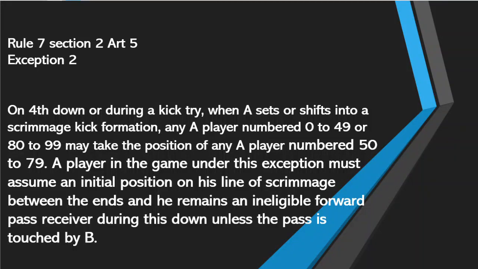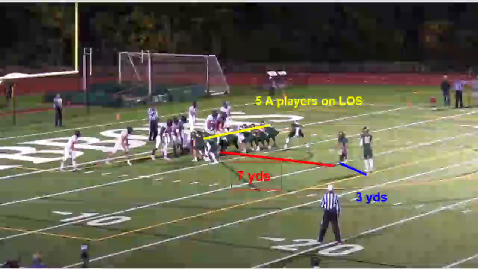A player in the game under this exception must assume an initial position on his line of scrimmage between the ends and remains an ineligible forward pass receiver during this down unless the pass is touched by B. So let's take a look at how this formation should look in a game.